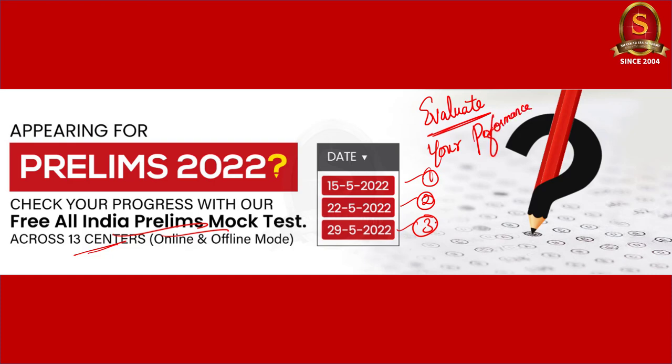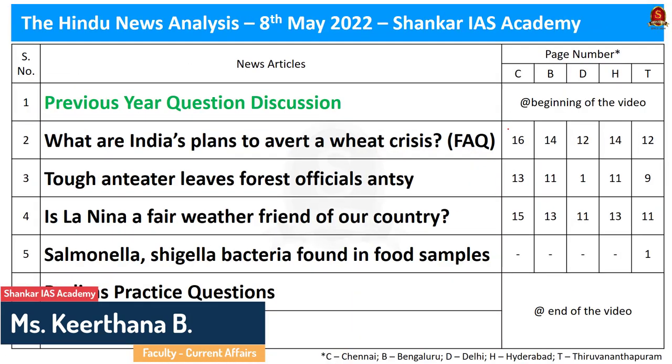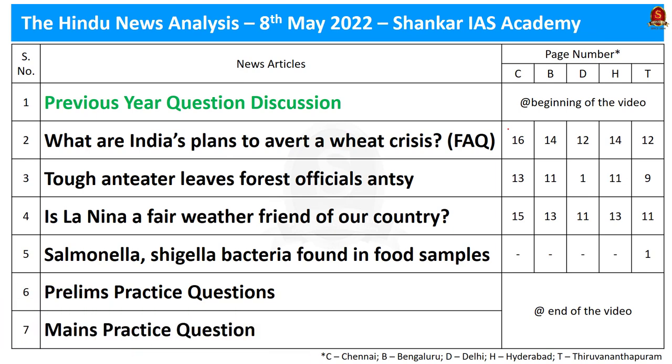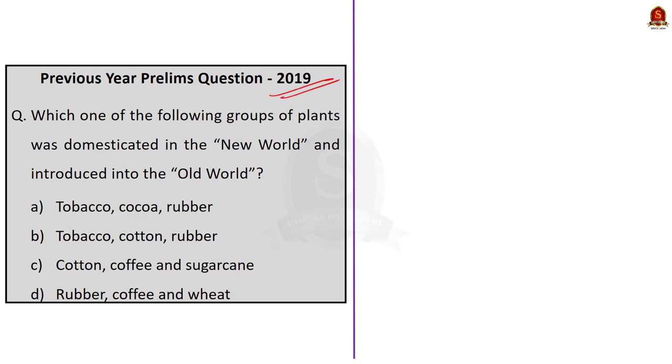And with this announcement, now let us get into the Hindu daily news analysis for the date 8th of May 2022. Displayed here are the list of articles that we are going to discuss today. Now, without any delay, let's start our discussion with the previous year prelims question discussion. And after that, we'll continue with the article discussion. And finally, as usual, we'll discuss some of the prelims questions and I'll give you a mains question for your practice. And we'll start the session with this previous year prelims question, which was asked in the year 2019.